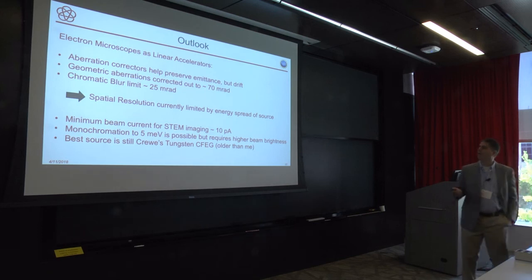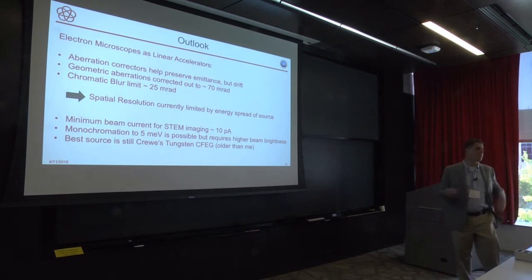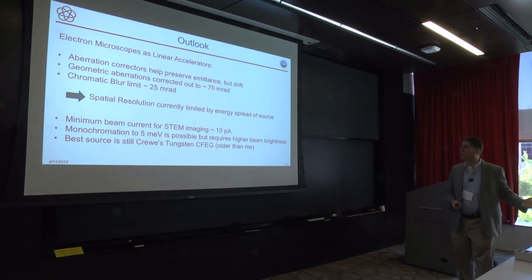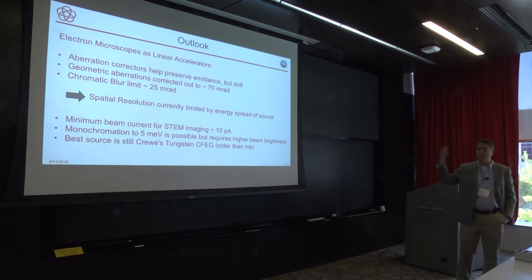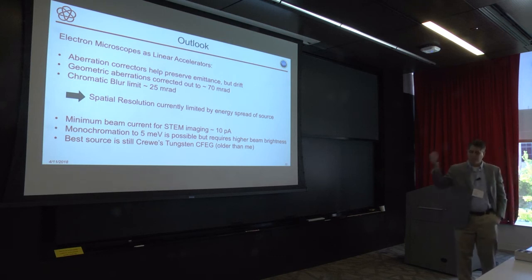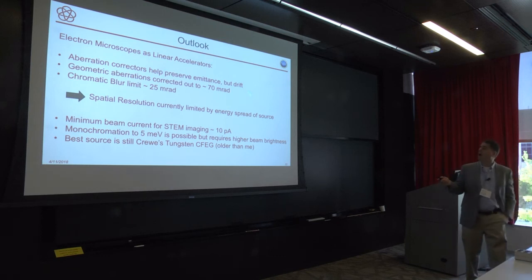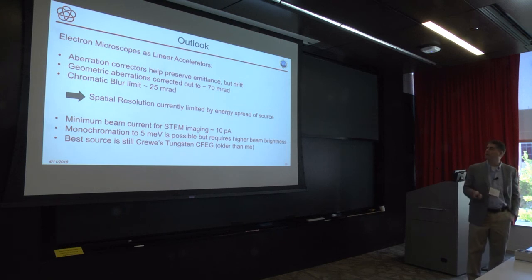So where do things go? Let's think of our electron microscope as a linear accelerator. It has a high brightness source, an acceleration column, and then it has all of our beam transport optics. The aberration correctors help preserve emittance, but they drift very badly.